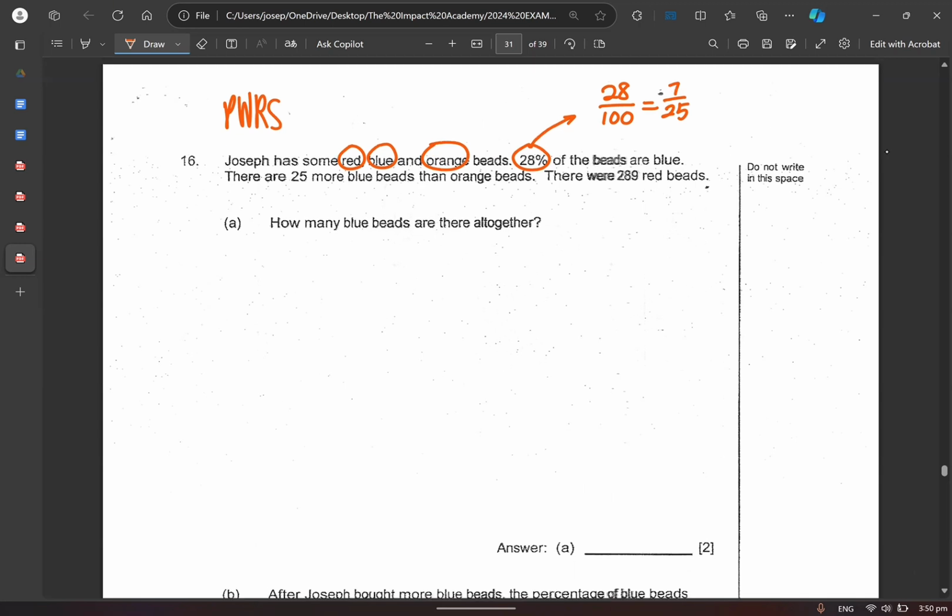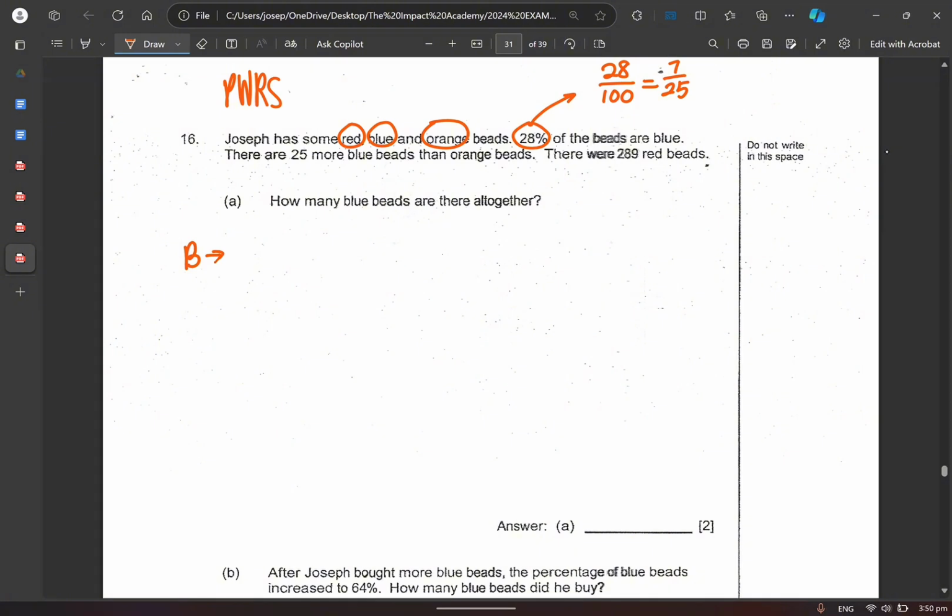Am I making sense? Okay, so I will first say that my blue is 7 over 25. Do you understand or don't understand? Then after that, I will just bracket and say 7 units. Now we can see that for orange itself, which one has more, blue or orange? Definitely it is blue, correct? So orange has to be 7 units minus 25.